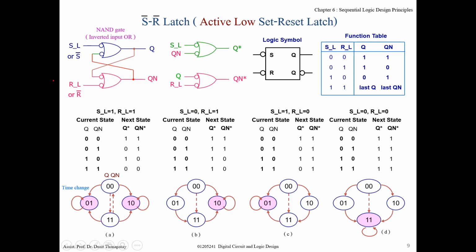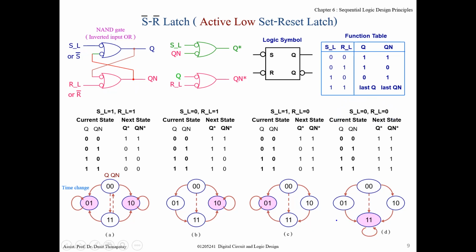And when R is 0, S is 1, so 0 inverted is 1 here. So output is 1 here. And when inverted here, it becomes 0 here. So when you apply R to be 0, in this case, you make output Q become 0, a stable state. And when you apply 0, 0, now the output active here is 1 and active here is 1. Output would be 1, 1.